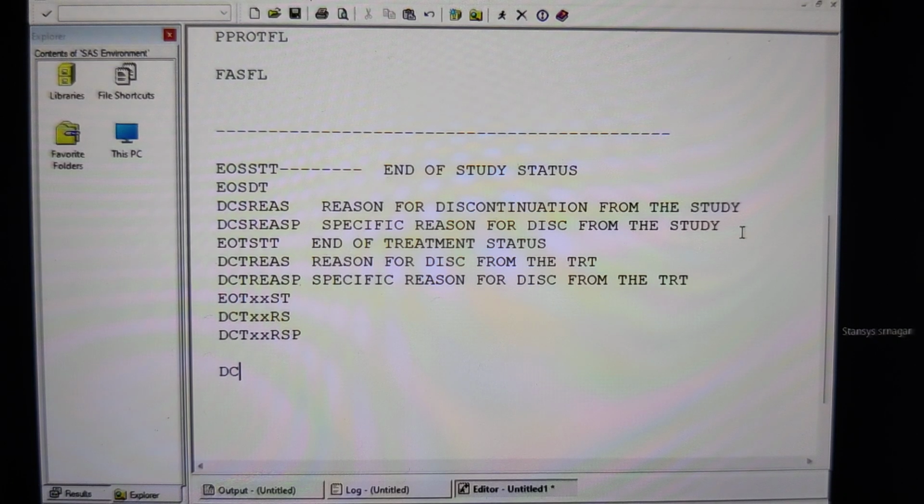Then we are going to have EOP X6 ST, end of period X6 status. Then we are going to have TCT X6 RX, reason for the discontinuation from period X6. Then we are going to have TCT X6 RXP, reason specific for the discontinuation of the period X6.